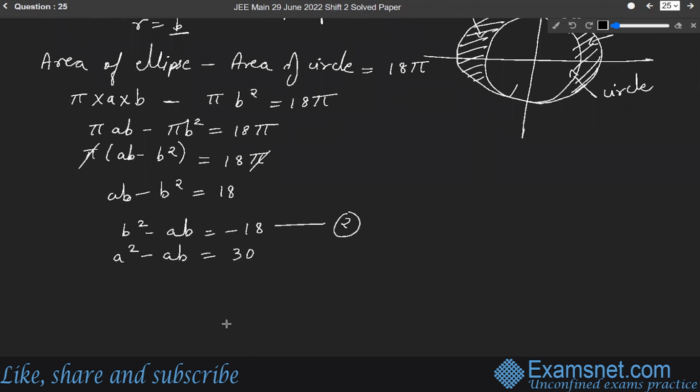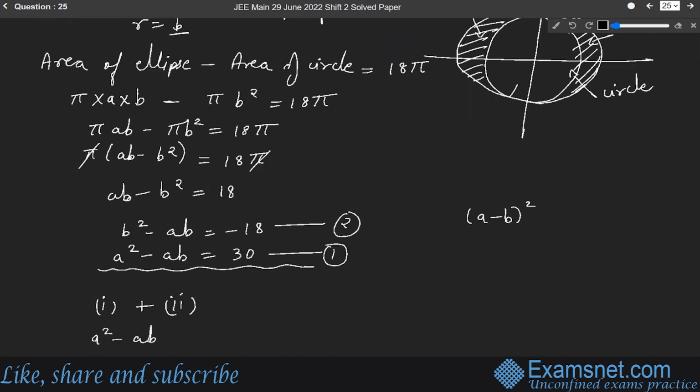Now let us do one thing. We want a minus b whole square at last. So let us add both these equations, right? What is the left hand side of the first equation? A square minus ab. What is the left hand side of the second equation? B square minus ab. It is equal to 30 plus minus 18.